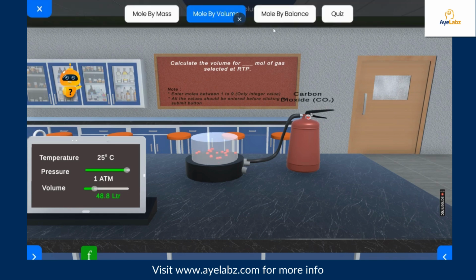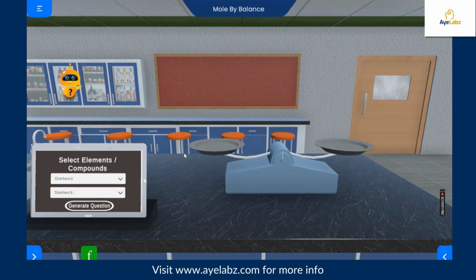Let's move on to the final part, that is mole by mass. Here, we are going to compare the masses of equal moles of different particles. This part of the simulation is crucial for understanding how different substances, even in the same amount of moles, can have very different masses due to their molar masses.